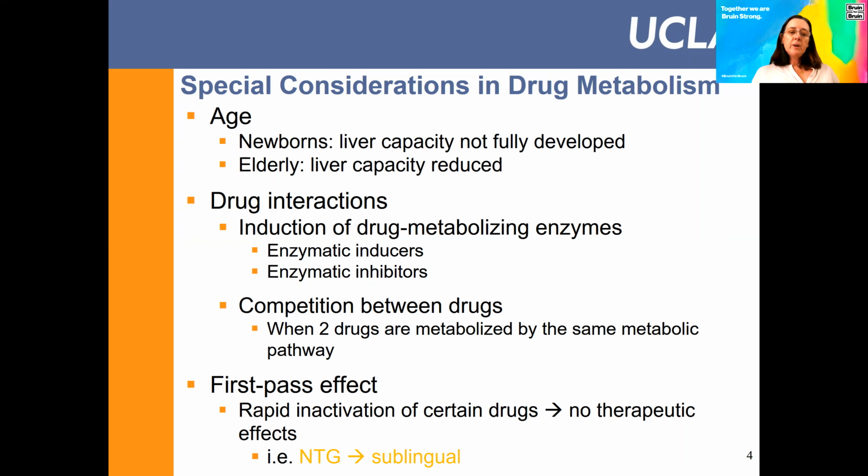What are the types of drug interaction? You have two types. The first one is either an induction or inhibition of the drug metabolizing enzyme. So in that case, say you have drug A and drug B.